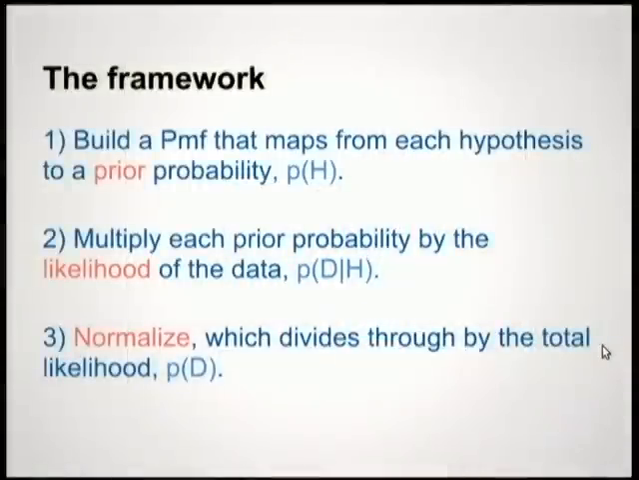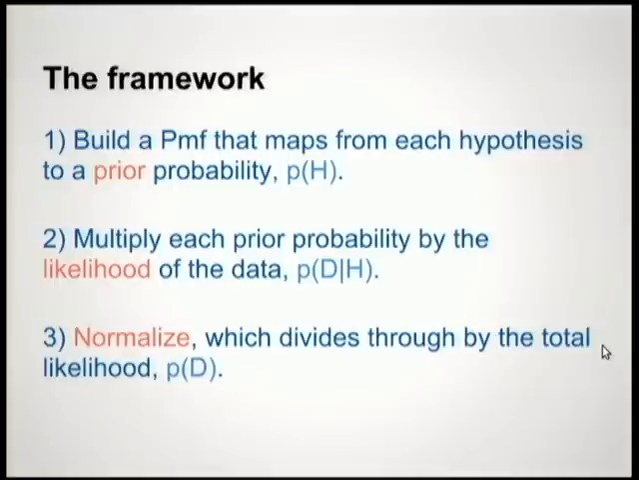All right, so here's how we're gonna use this thing. The general framework for doing these kinds of computational updates: we're gonna start out with a PMF that is a map from each hypothesis to the prior probability of that hypothesis. And then we'll go through and for each hypothesis, we'll evaluate the conditional likelihood of the data and multiply the prior by the conditional likelihood. The result of that will be an unnormalized PMF, which we can then normalize, and the result will be the answers, which is what we want.